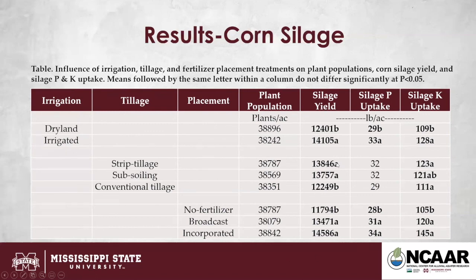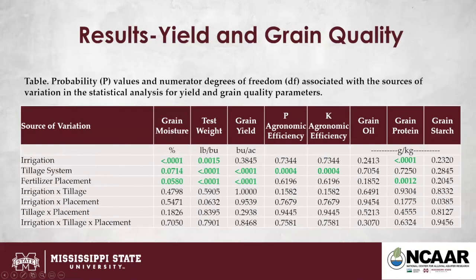Silage yields, if we see when we averaged everything based on irrigation and placement, our tillage treatments, strip till and subsoiling, had higher silage yield compared to our conventional till. Similarly, when we average everything based on irrigated dry land and our placement treatments, the potassium uptake in silage was higher for strip till compared to that of the conventional tillage. Moving on to our next results.